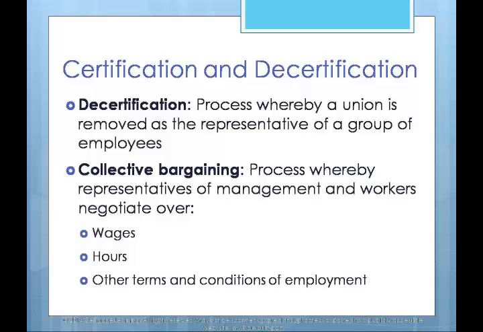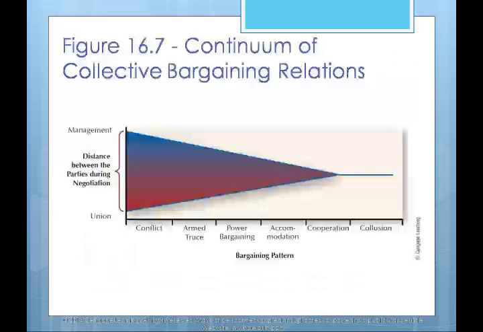So, now, collective bargaining process, whereby representatives of management and workers negotiate wages, hours, and other terms and conditions. We talked about all that. This is a great little chart, and it's detailed in your book, the continuum of collective bargaining relations. It just talks about the pattern of bargaining and the distance between the parties during negotiations.